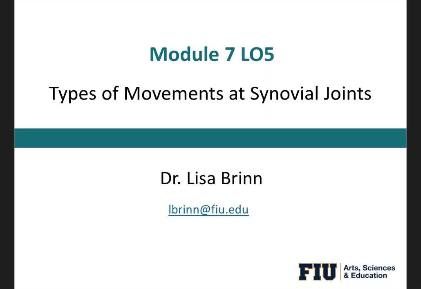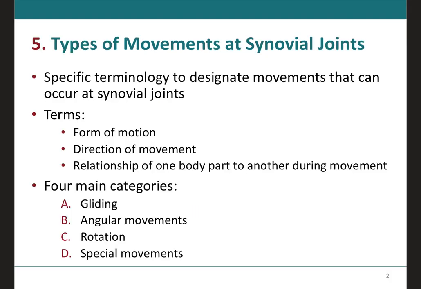Hello everyone. In this presentation, we will be talking specifically about the movements at the synovial joint. Professionals who study the science of human movement will use specific terminology to identify the movements that can occur at a synovial joint. These terms may indicate a few things, like the form of motion, the direction of the movement, or the relationship of one body part to another during a specific movement.